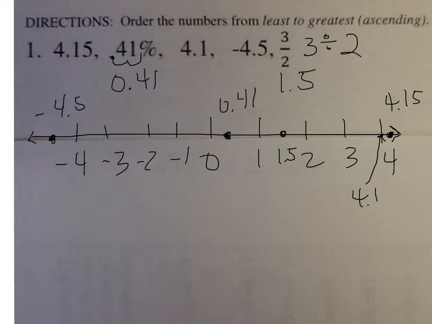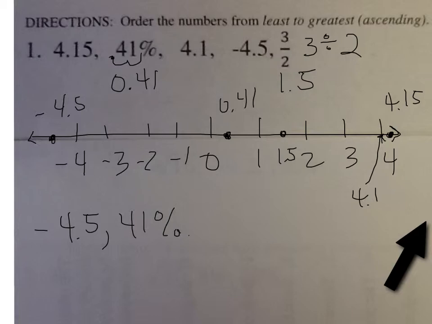So now I have my numbers in order from least to greatest. So I just have to list them. I'm going to start with negative 4.5 as the smallest. The next number on my number line is 0.41, but I want to write it in the original form. The equivalent is 41%. Then next is 1.5, which was originally 3 halves. Then the next number is going to be 4.1. And I ended with 4.15.